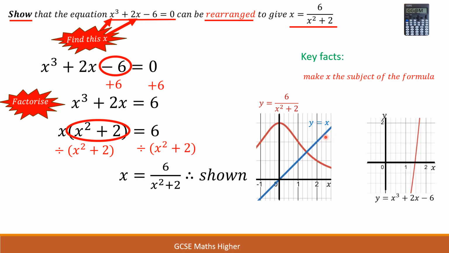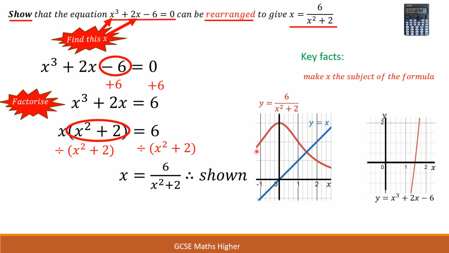Now graphically, we have got the equation here on the right hand side of y is equal to x cubed plus 2x minus 6, which is what we've seen before. And this is the solution here where we cross the x-axis. But over here on the left, on this graph, I've got the graph of y equals 6 over x squared plus 2, which is the right side of this equation here. And on the left-hand side, I've got the graph of y equals x.